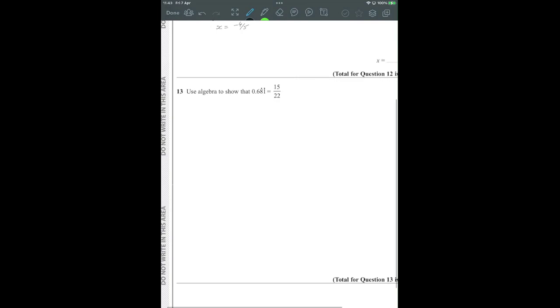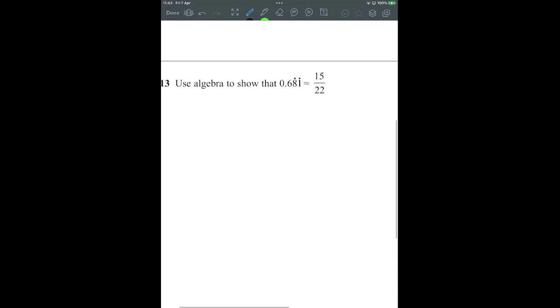Question 13, use algebra to show that. Now you could try and be clever and just type into your calculator, you'll get no marks for that. The algebra technique that we use is as follows. We're going to let x equal that thing, and my habit is I write out the decimal a few times rather than the recurring dots. It allows me to see what I need to cancel a bit better.